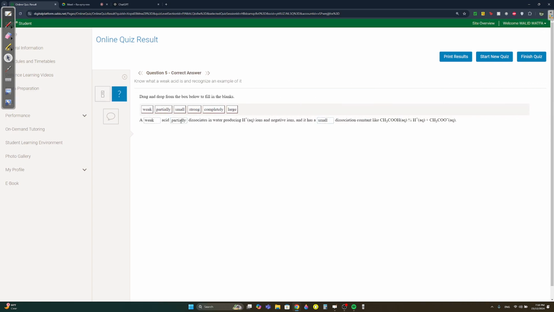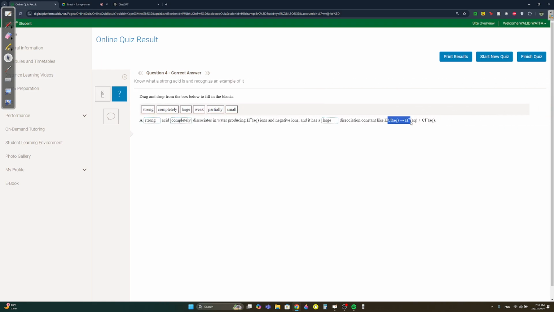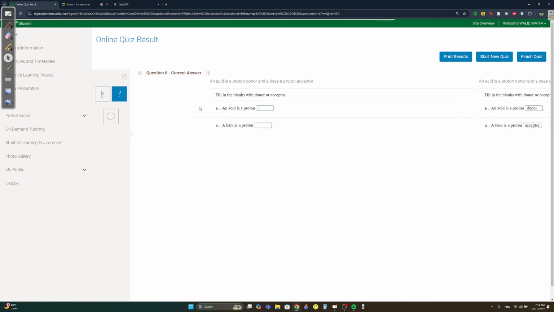A weak acid partially dissociates. How do you know if it's weak or strong from these two questions? You look at the end. HCl is obviously strong because it's a single arrow, and everyone knows HCl is a strong acid. The weak acids, like CH3COOH, partially dissociate and have a small dissociation constant. If you see a double arrow, sometimes they might not put it for you, but if you see a double arrow, that means it's a weak acid.